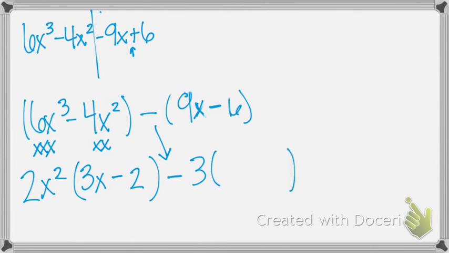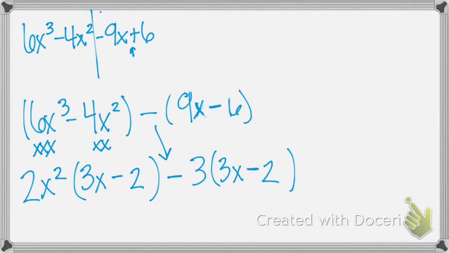All right, I want a 9x, but I only have a 3. So I need a 3x. And I want a +6. So I have to have -2 multiplied with the -3.